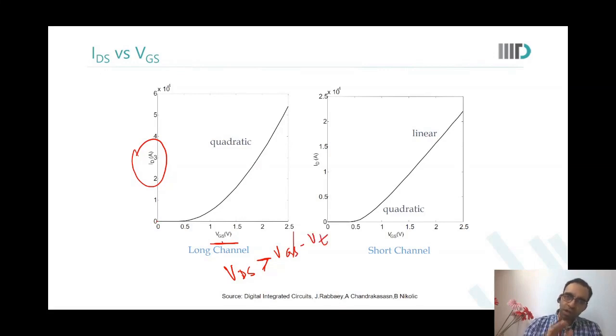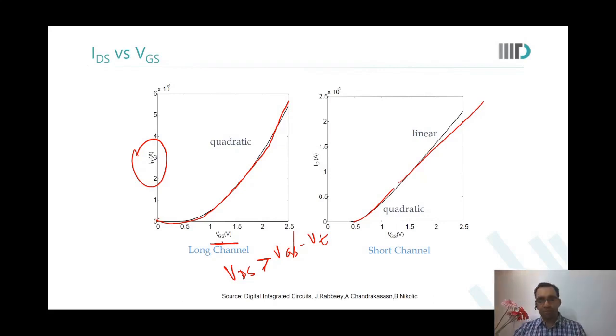In long channel devices, as you increase VGS, the behavior is quadratic. In short channel devices, it remains quadratic for a little while, but then it becomes linear. And what was the reason for this? One reason is velocity saturation, but there are other reasons also. But I don't want to go into those details, otherwise we will get digressed too much.